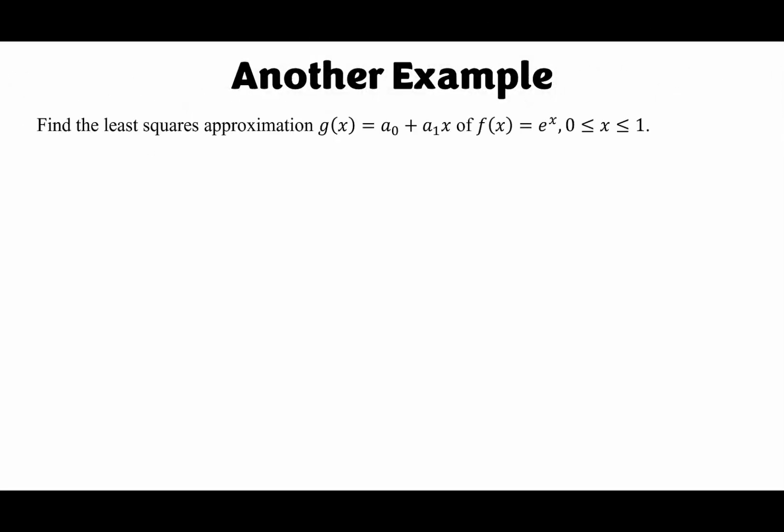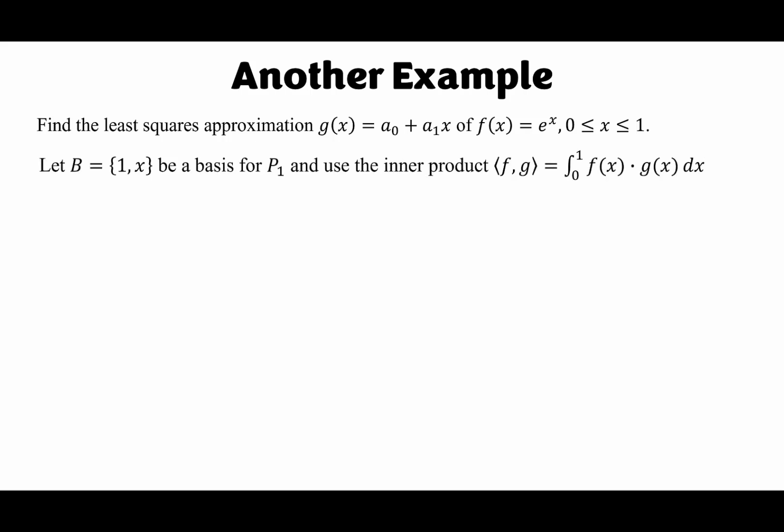All right, we'll look at another example here. This time we're finding the least squares approximation g of x, which is a0 plus a1x, of f of x equal to e to the x on the interval from 0 to 1. In other words, we're trying to find the best line that fits e to the x on the closed interval from 0 to 1. Well, to do this, we need an orthogonal basis for all polynomials of degree 1. And then we can find that linear combination of those basis functions to figure out the best approximation.